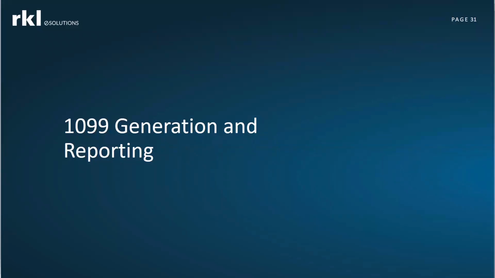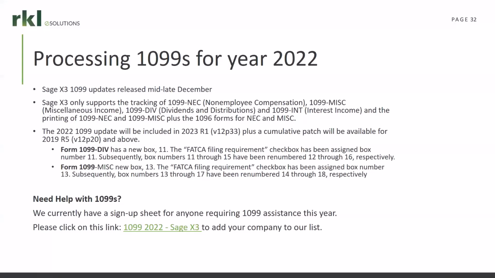Okay, now I'm going to go into 1099 generation and reporting. For 2022, I've noted here the changes for the reports. The new NEC form that was introduced last year, or the year before, I believe, does not have any updates to it. But there have been updates to the DIV and MISC reports.